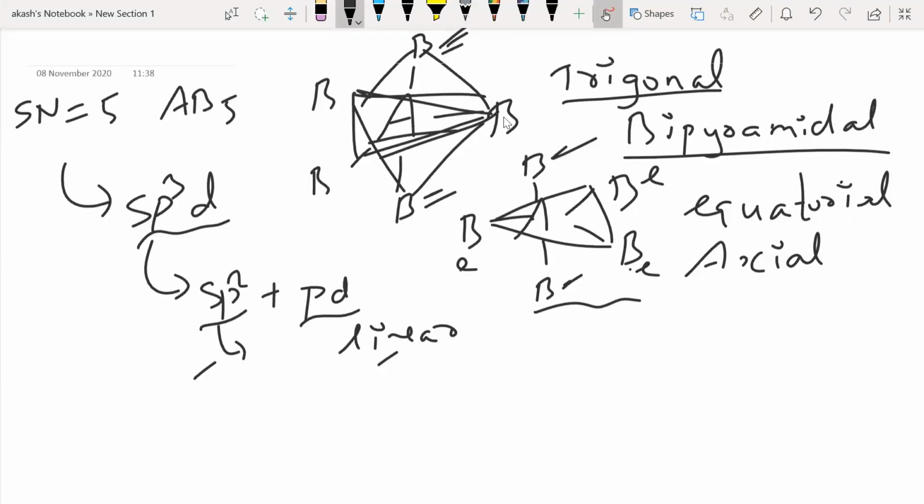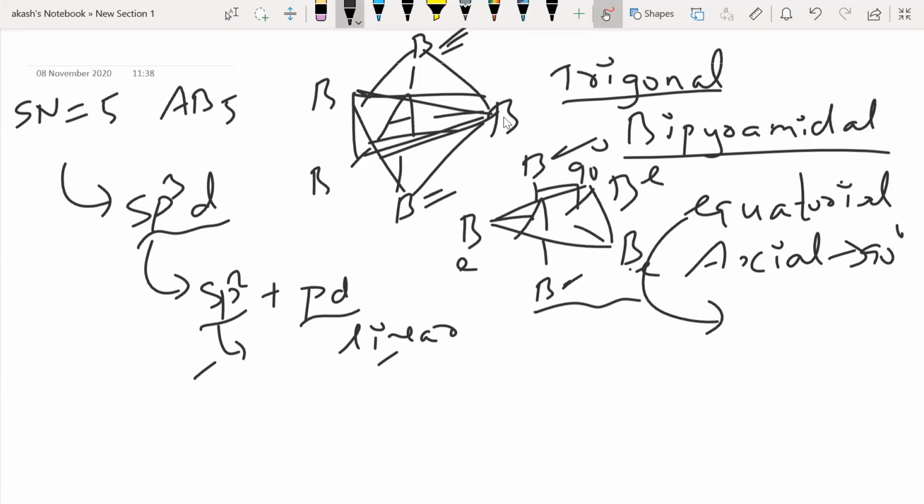Is that cool? Now, the next question is, I told you that the bond lengths are going to be different and the bond angles are also going to be different, isn't it? Now, you can easily check it. The bond angle, if you look here, for axial bonds, the bond angle is 90 degrees.